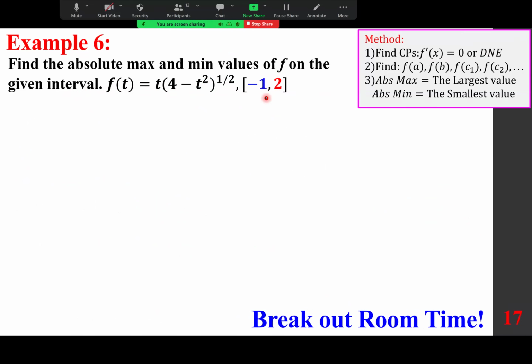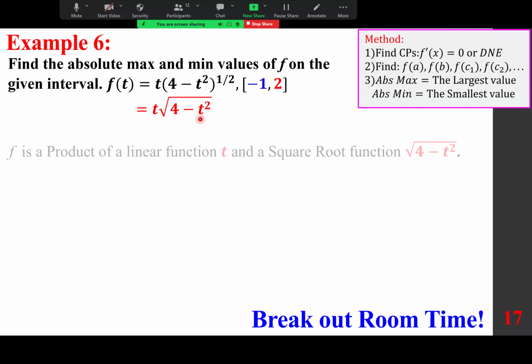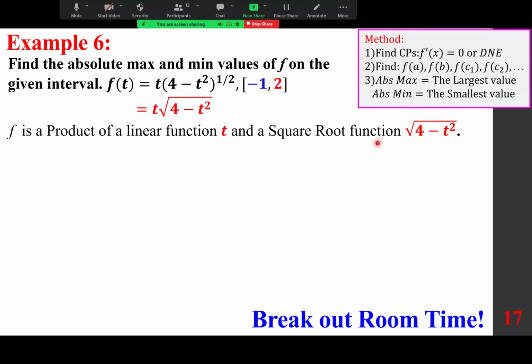Now, before I send you to a breakout room, I want to make a point of a couple of things. What is this f? F is the product of t and this piece. This piece, I'm going to write as square root of 4 minus t squared. So t, which is a linear function, and square root of 4 minus t squared, which is a square root function. And as you recall, with any root function where the index is even, what's underneath must be positive. So 4 minus t squared must be greater than or equal to 0.